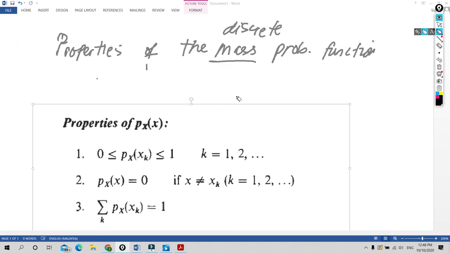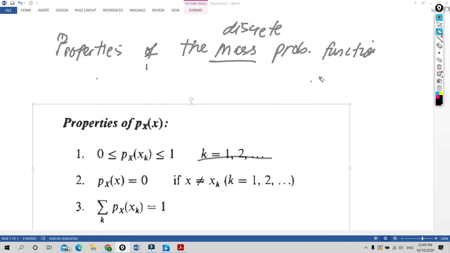Okay, I have here the properties of the discrete probability function. The first property: the probability P(X = k) must be between 0 and 1, for k equal to 1 to infinity. Then the probability of X is equal to 0 if X is not equal to k. And the summation of the probabilities, like I told you just now, must equal 1. These are the properties of a discrete probability.